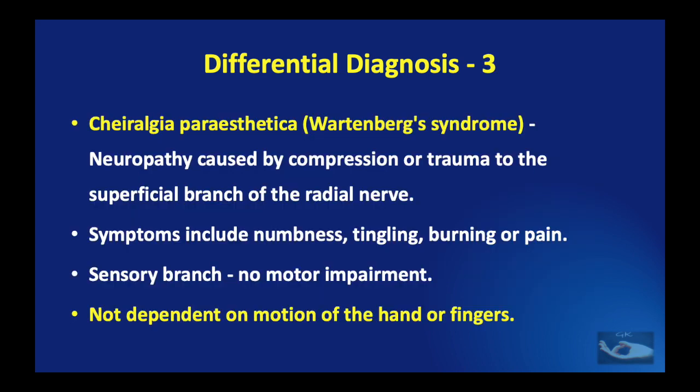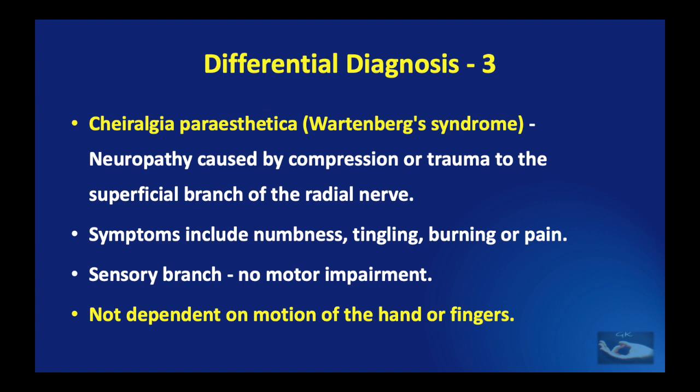The third condition that should be differentiated is the cheiralgia paresthetica, otherwise known as the Wartenberg syndrome, which is a neuropathy caused by compression or trauma to the superficial branch of the radial nerve. Symptoms include numbness, tingling, burning, or pain, which will not be seen in a de Quervain syndrome.